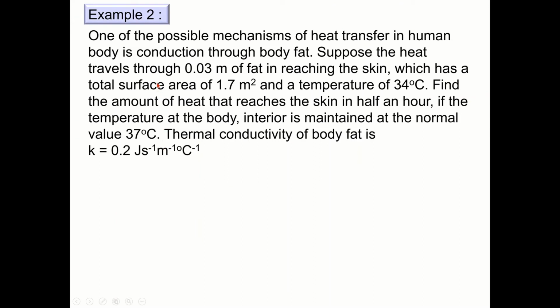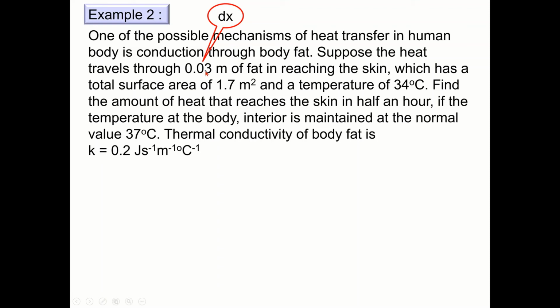Okay, next we try the second example. One of the possible mechanisms of heat transfer in the human body is conduction through body fat. Suppose the heat travels through 0.03 meter of fat in reaching the skin, which has a total surface area of 1.7 meters squared and a temperature of 34 degrees Celsius. Find the amount of heat that reaches the skin in half an hour, if the temperature at the body interior is maintained at the normal value of 37 degrees Celsius. Thermal conductivity of body fat is k equals 0.2 joule per second per meter per degree Celsius.